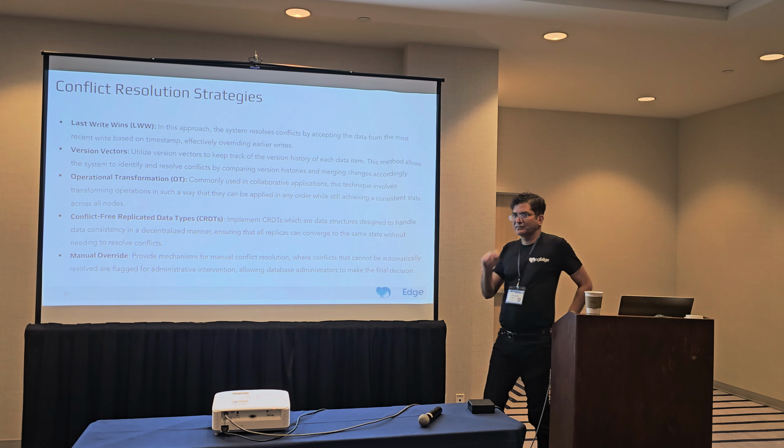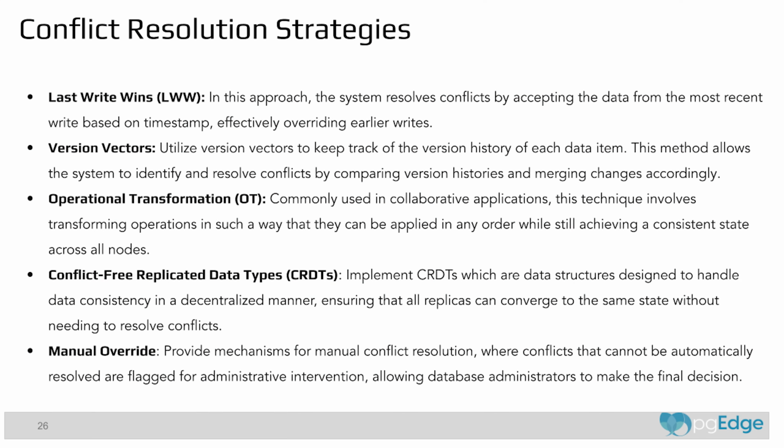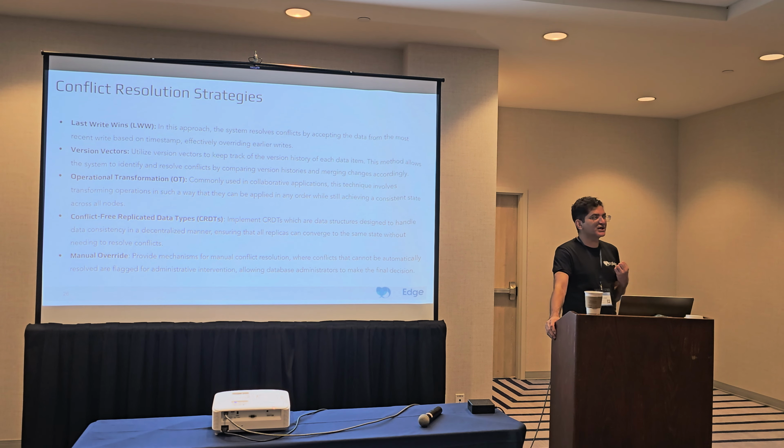So, conflict resolution. That's important because in multi-master replication, conflict resolution is the main point. If you want to do that yourself, do it. If you want to install PGD or pgEdge or PostgreSQL tooling, then they will do that for you. Last write wins means if I write 2 in a table and then write 3, whatever was written last will be committed. Version vectors keep track of the version history of the data. That method allows the system to identify and resolve conflicts by comparing version histories and merge changes accordingly.